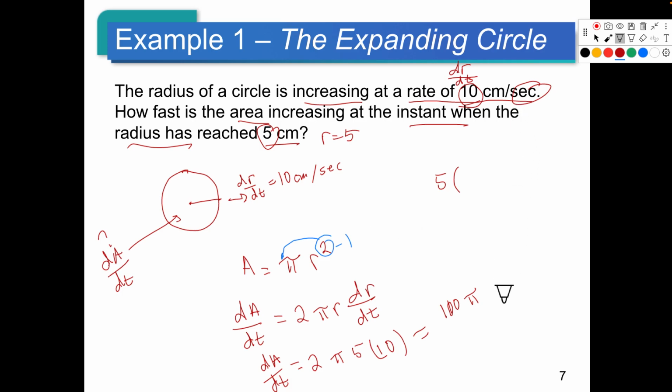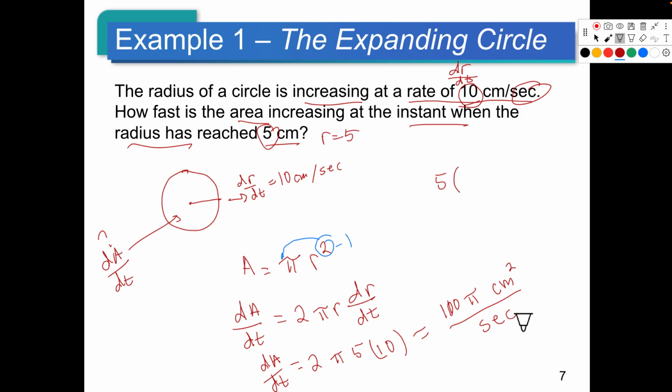I guess we could use units here, right? Since it's going to be area. This was radius, this is centimeters per second, this is going to be centimeters squared per second. Okay. I think in the homework we just need the number, but you want to keep track that this is a rate, so this is centimeters per second, and since this is area, it's got to be centimeters squared per second.